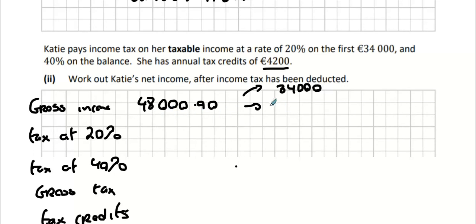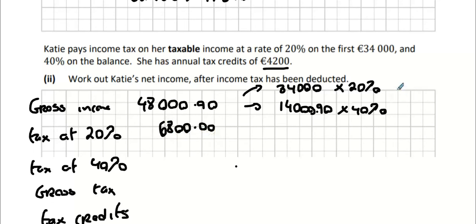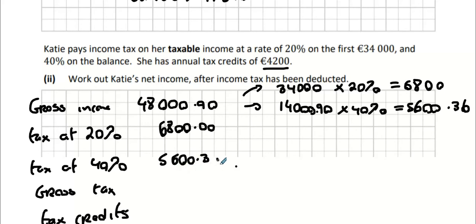When you take 48,090, take away 34,000, there's going to be the remaining 14,090. Now the 34,000 gets multiplied by 20%, and the 14,090 gets multiplied by 40%. And what we see here is both answers are going to be, so step 1 will get you 6,800, and then the second one will get you 5,636. Okay, and then when you add both of them together, what you're going to get is your gross tax.